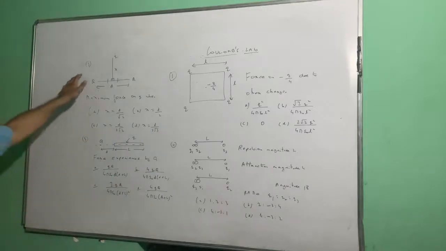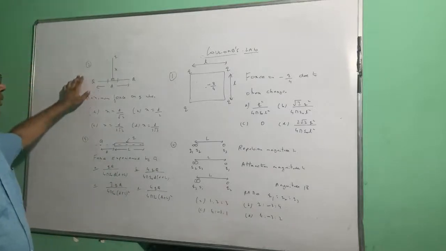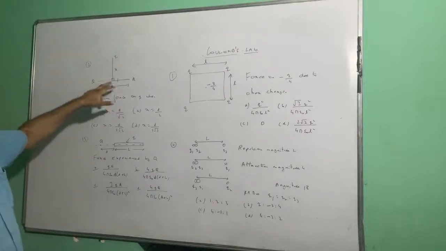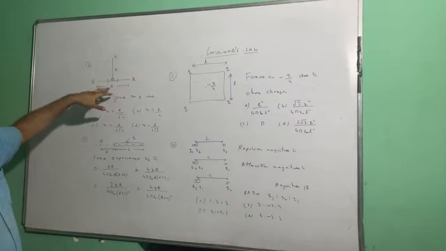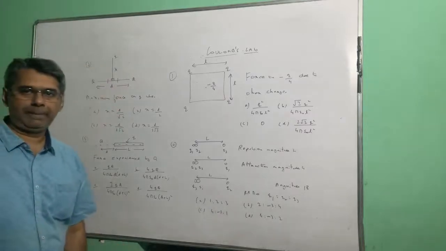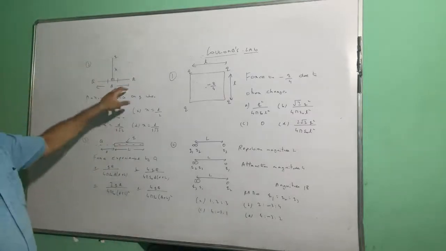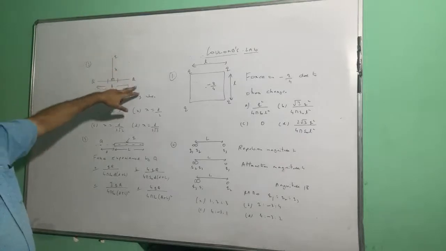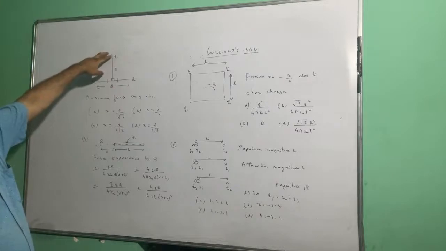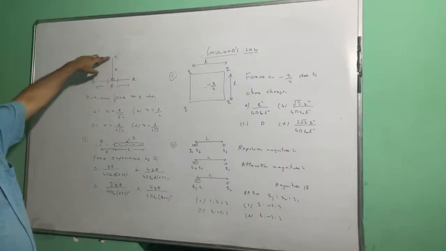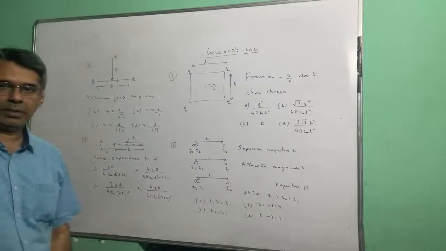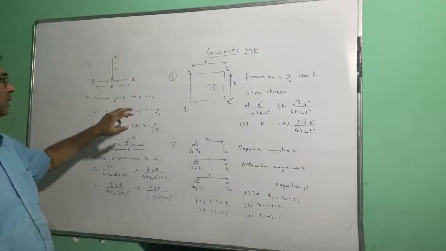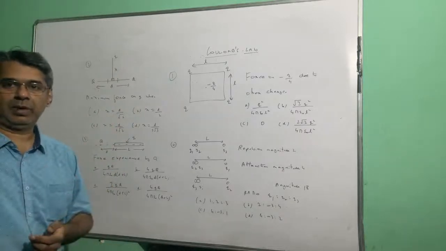Then we come to question number 3 of the homework. There are 2 charges, each of them is capital Q and the distance between them is small d. On the perpendicular bisector of this line, at a distance x, there is a charge small q. So what is the maximum force on small q? I mean, when is the force on small q maximum?